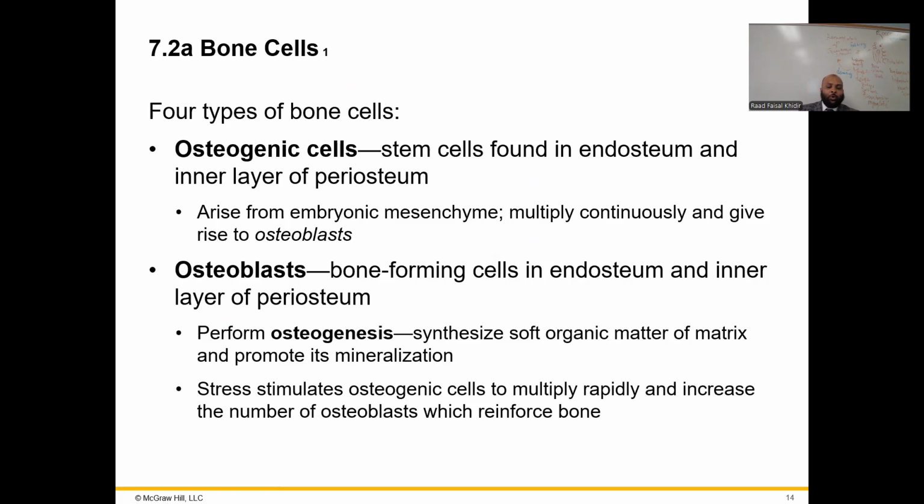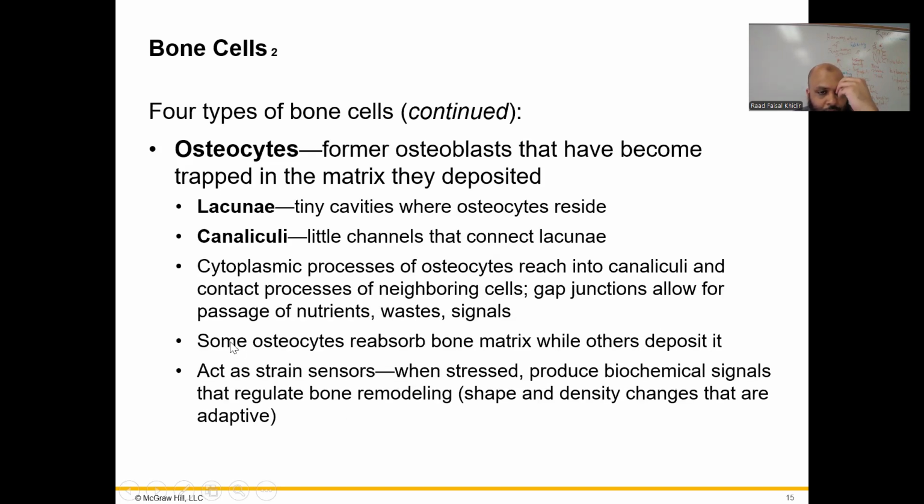Osteoblasts are bone-forming cells in the endosteum and the inner layer of the periosteum. They perform osteogenesis, and they synthesize the soft organic matter of the matrix, and they promote the mineralization of the bone matrix. So stress, like working out, stimulates the osteogenic cells to multiply rapidly and increase the number of osteoblasts, which reinforce the bone.